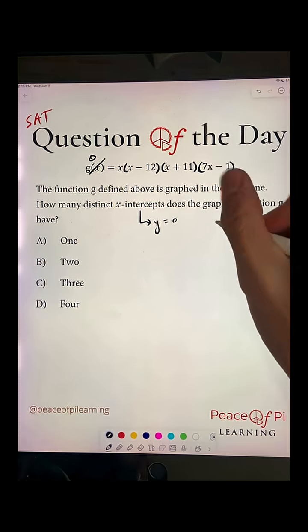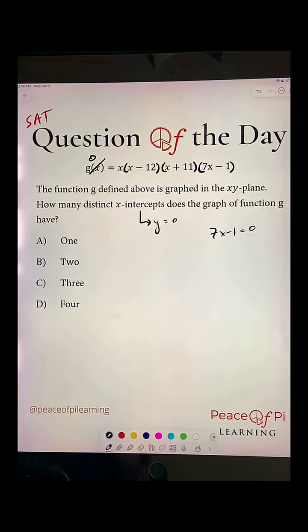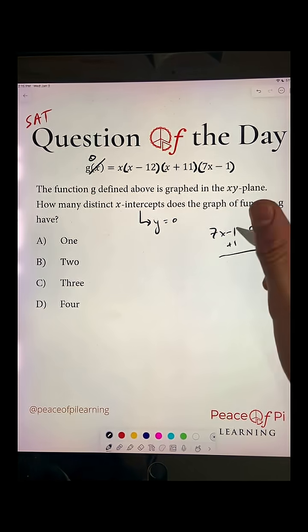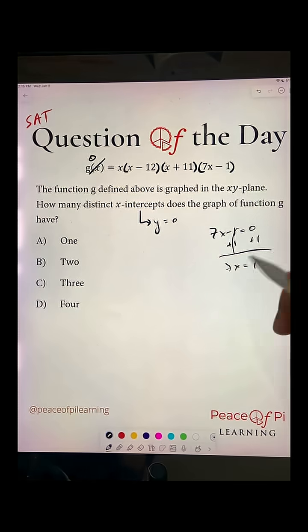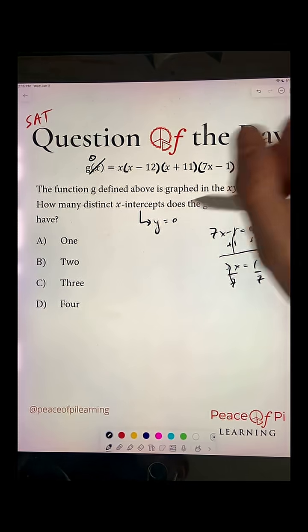So for example, 7x minus 1, right? When will that be equal to 0? And you can always set it equal to 0 and solve, right? So if you add 1 to both sides, you get 7x is equal to 1. Divide by 7, right? You're going to get x is equal to 1/7. So that is one value of x that would make this whole thing 0.